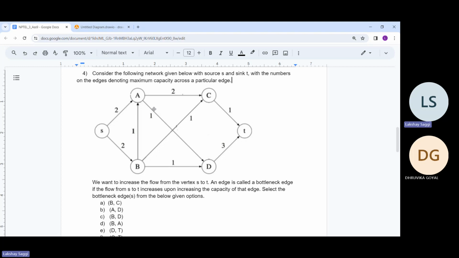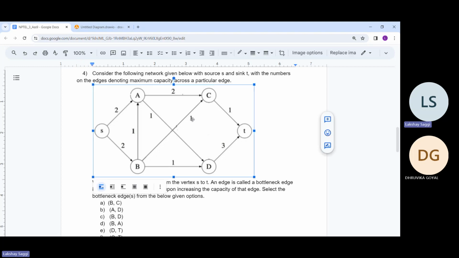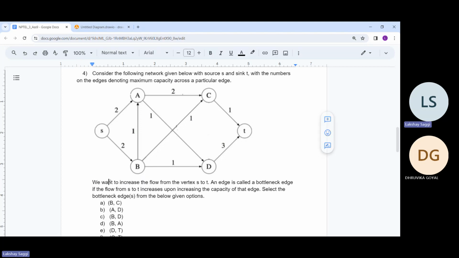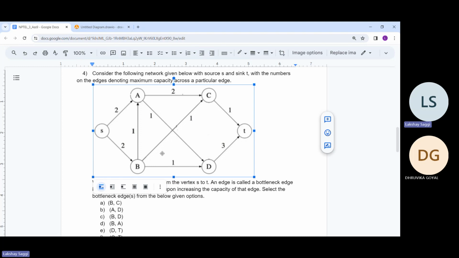The problem says that we are given a flow network with each edge having some capacities, and these capacities are given to us. Now what we want to do is increase the flow from vertex S to T. We already know in this graph, we can find out the max flow from S to T, right? We can find it via the Ford-Fulkerson algorithm, and it will come out to be equal to 3. You can check that later.